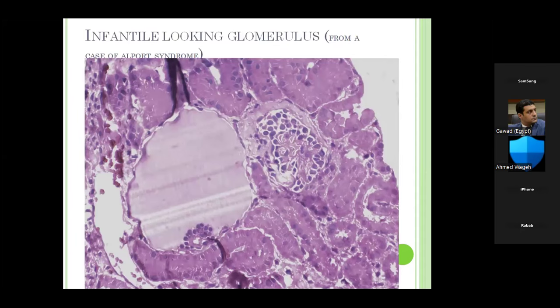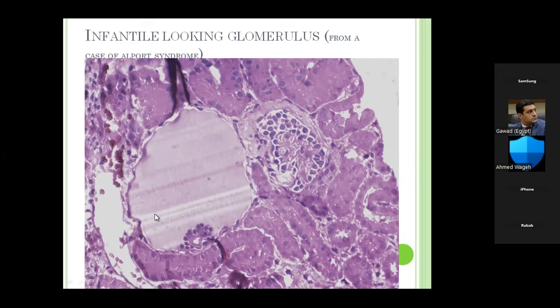Let's see this picture of an infantile looking glomerulus. This was a case of a 9-year-old male and proved to be Alport under electron microscope. His light microscope showed, I think, about 4 glomeruli out of 12 looking like this. This is an infantile looking glomerulus, which is not normal for this age to have this percentage of these infantile looking glomeruli.